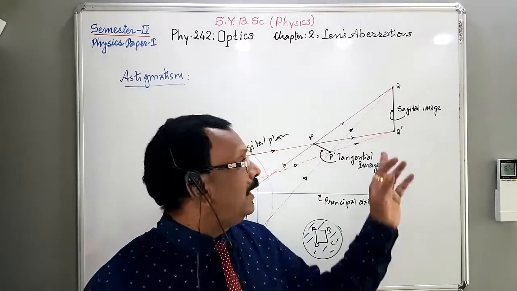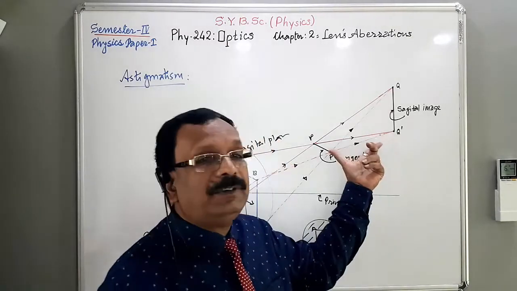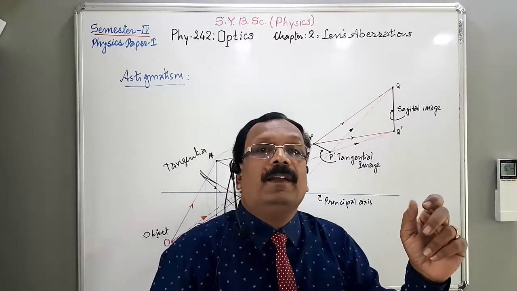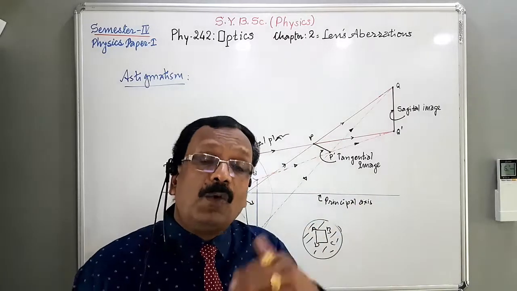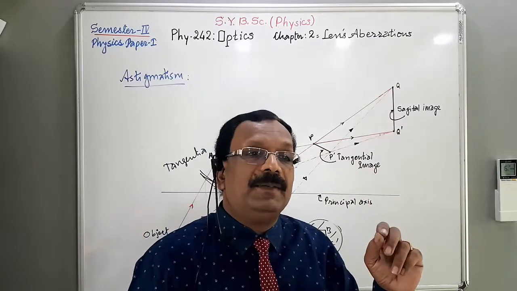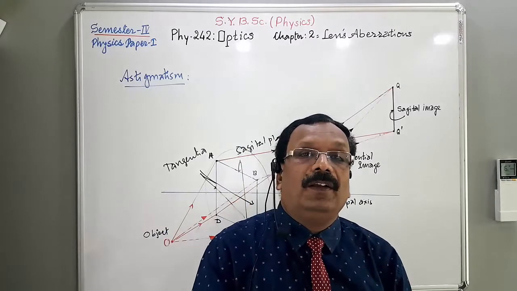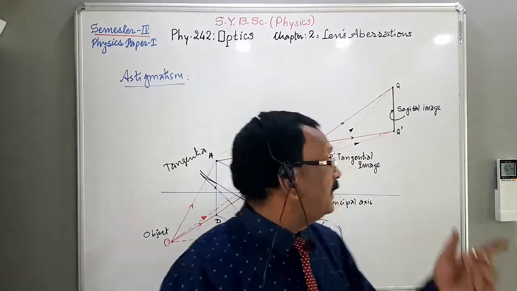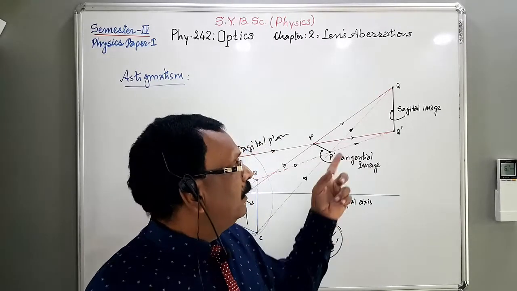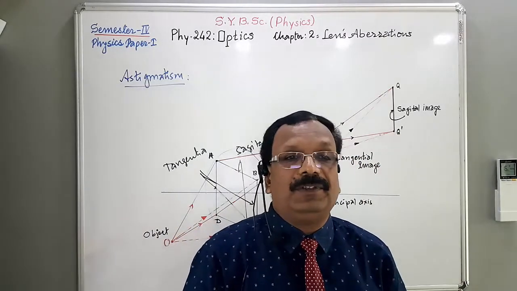Okay. The second method is very simple. The distance between two lines along the principal axis is the astigmatic difference. By reducing the astigmatic difference, we can reduce the astigmatism. But how can we reduce this astigmatic difference? This is very simple. By using a suitable combination of convex lens and concave lens, the astigmatic difference can be reduced, and hence if astigmatic difference is reduced, obviously astigmatism can be reduced.